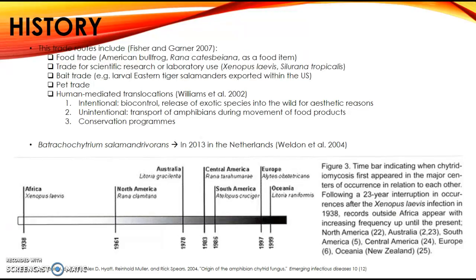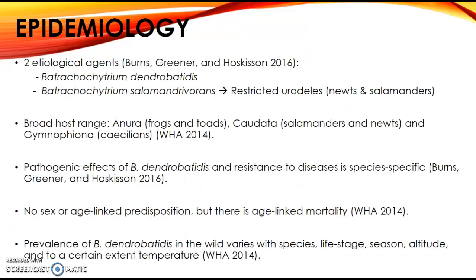Now, the second species of Batrachochytrium, which is Batrachochytrium salamandrivorans, was discovered in 2013 in the Netherlands. Now here we can see a diagram telling us the dates that it appeared in all the different continents. Now, a little bit about the epidemiology.